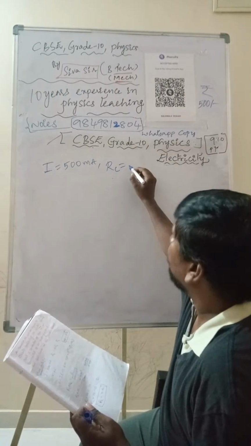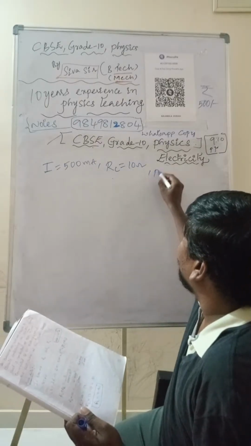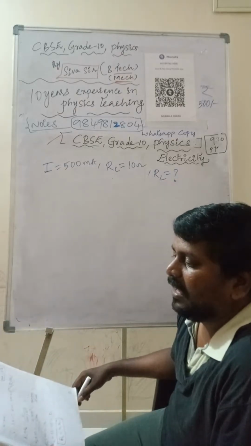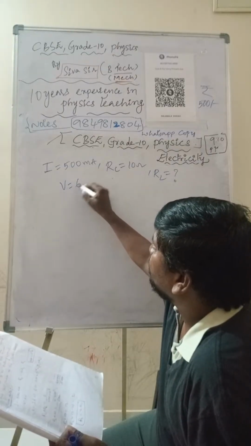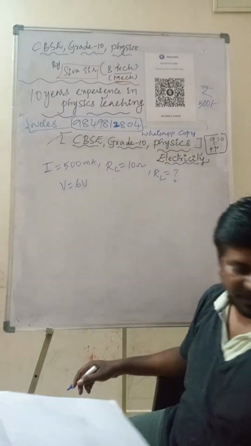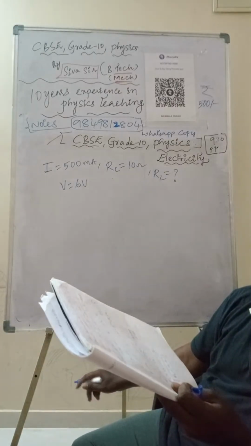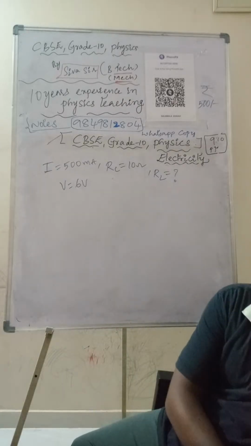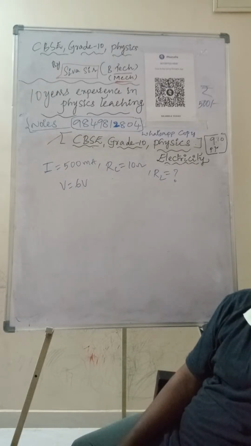Second, the conductor resistance RC is given: RC equal to 10 ohm. The resistance of the lamp we have to find out. For the battery, the potential difference is 6 volts. So can anyone solve this question? Try to solve this question. If you have any doubts, you can let me know.